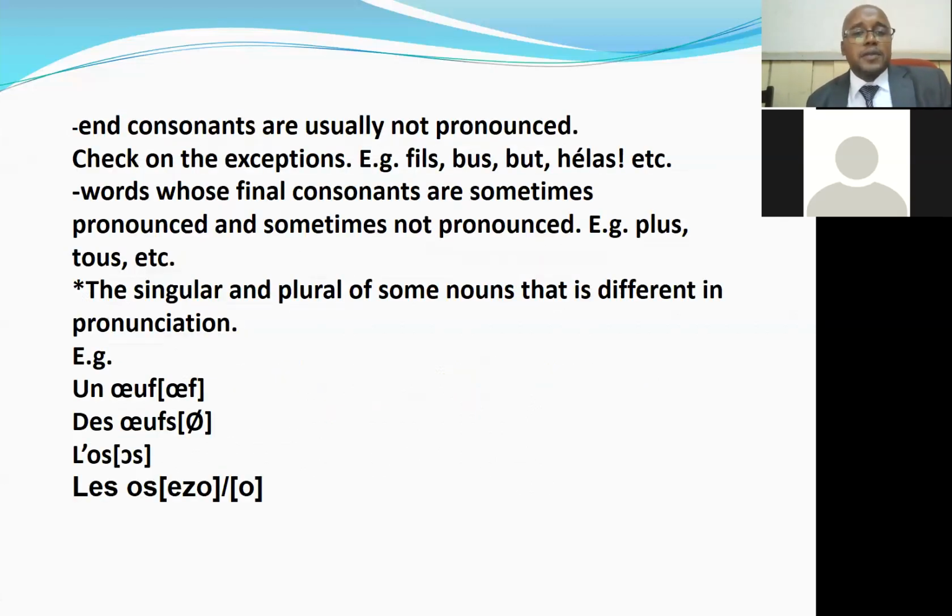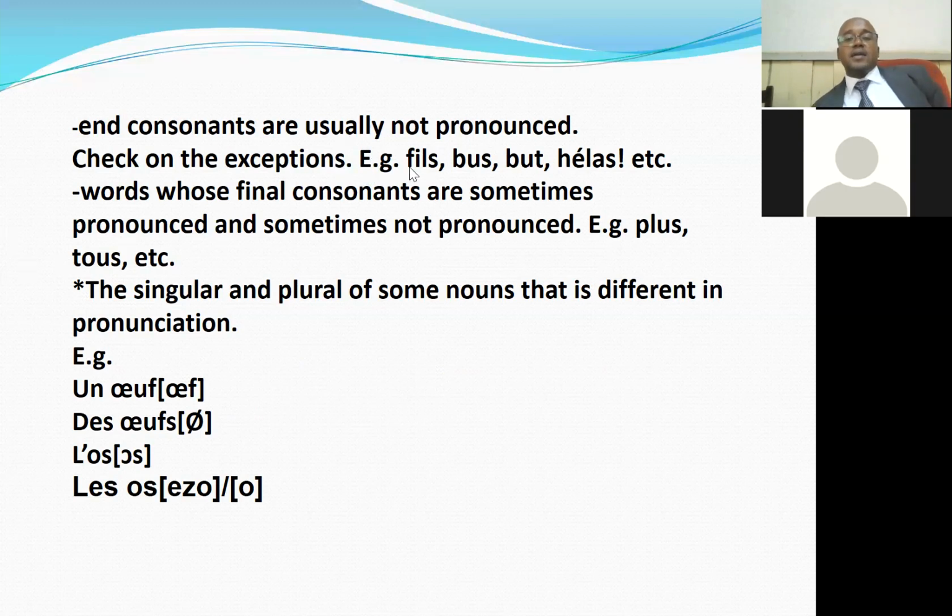Okay. Now, then we also need to pay attention to end consonants. Let me correct this. We say the rule is end consonants are not articulated. That is the basic rule. So I see a word that ends with a consonant, I prepare not to articulate the consonant. But now we have exceptions. What do we mean by exceptions? We have those words that will not obey that rule.